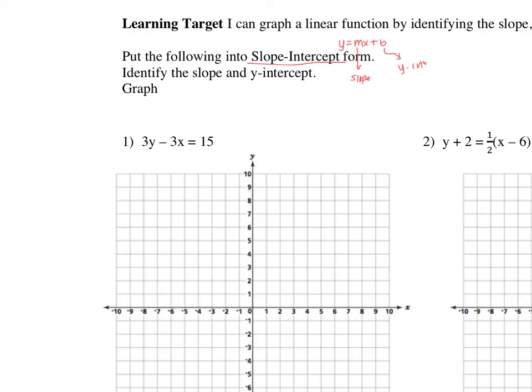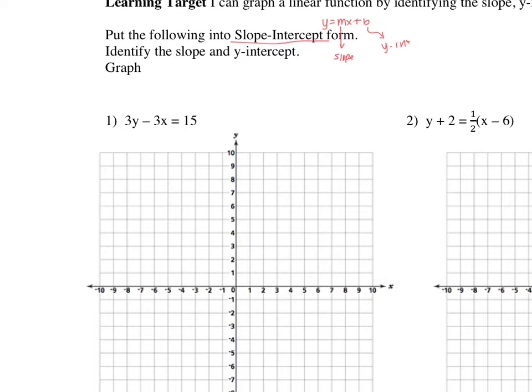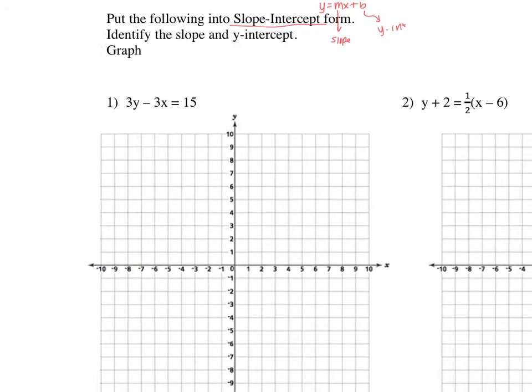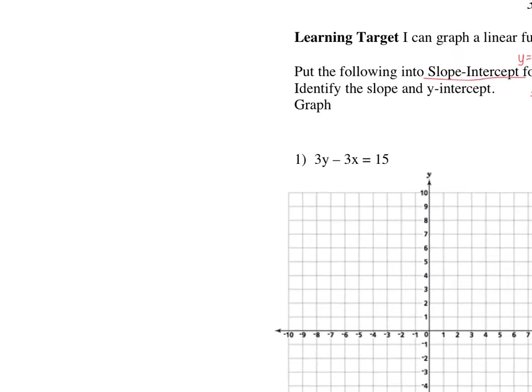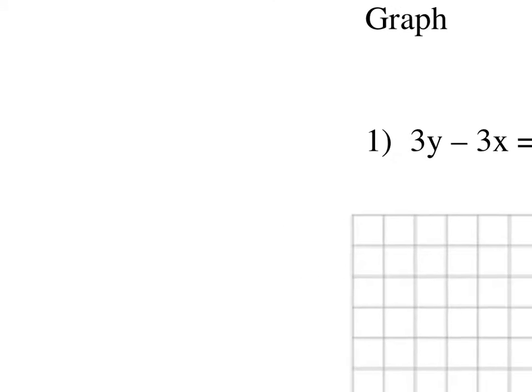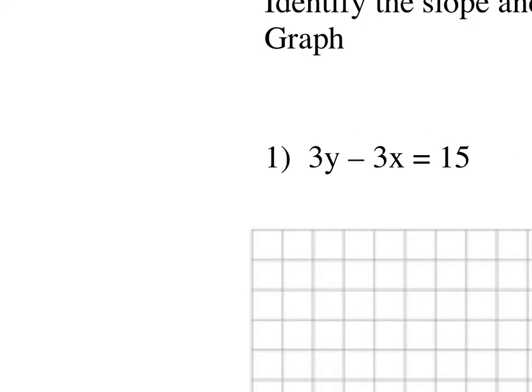So the first equation we're dealing with is 3y minus 3x equals 15. Thing is, that's not in slope-intercept form, so we're going to have to get it into slope-intercept form. So I'm going to rewrite this equation to the left-hand side of my page: 3y minus 3x equals 15. And now we're going to solve for y.